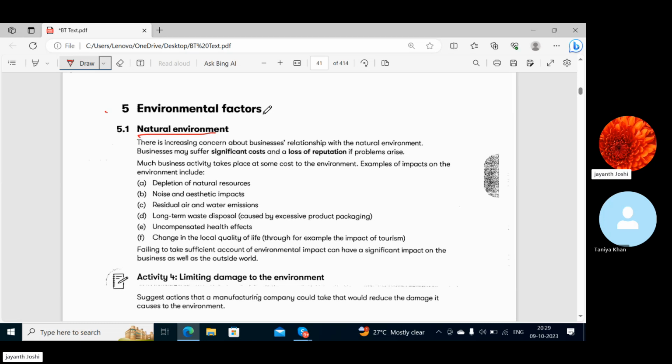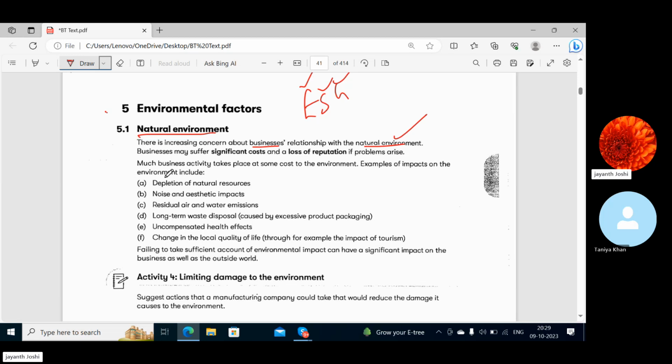In today's world, a company doing good for the environment and using clean and green technology, which is considering ESG factors, environmental, social and governmental factors, that means complying with all the rules and regulations, is considered very safe, right? There's an increasing concern about businesses' relationship with the natural environment. Businesses may suffer significant costs and a loss of reputation if problems arise.